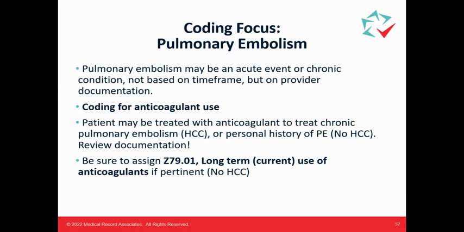Patient may be treated with anticoagulant to treat chronic pulmonary embolism, which is a HCC, or personal history of PE, which is not an HCC. It's important to review the documentation. This is one of the hardest things, I think, in HCC world: to know exactly if it's a chronic PE or history of.